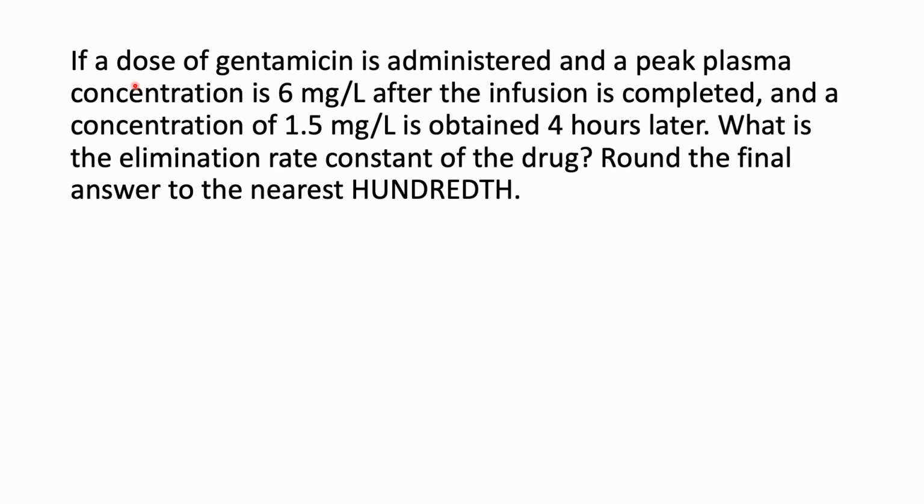Question. If a dose of gentamicin is administered and a peak plasma concentration is 6 mg per liter after the infusion is completed, and a concentration of 1.5 mg per liter is obtained 4 hours later, what is the elimination rate constant of the drug? Round the final answer to the nearest hundredth. So what's the question asked you to do?